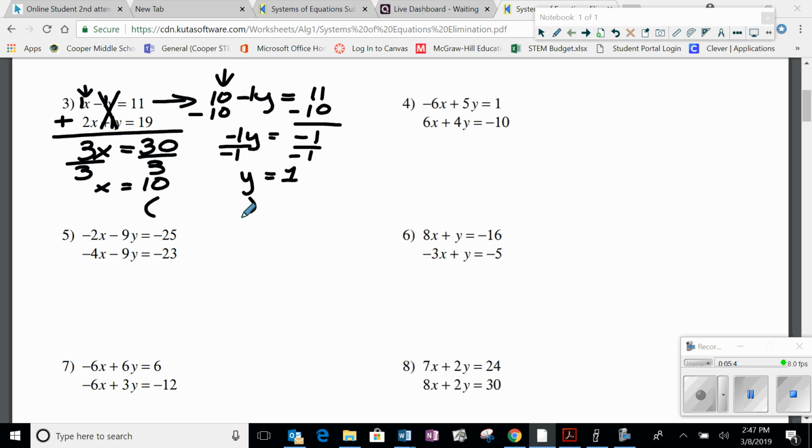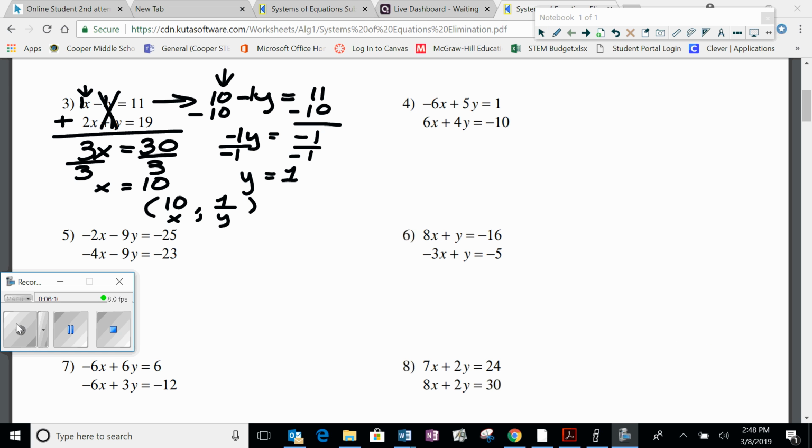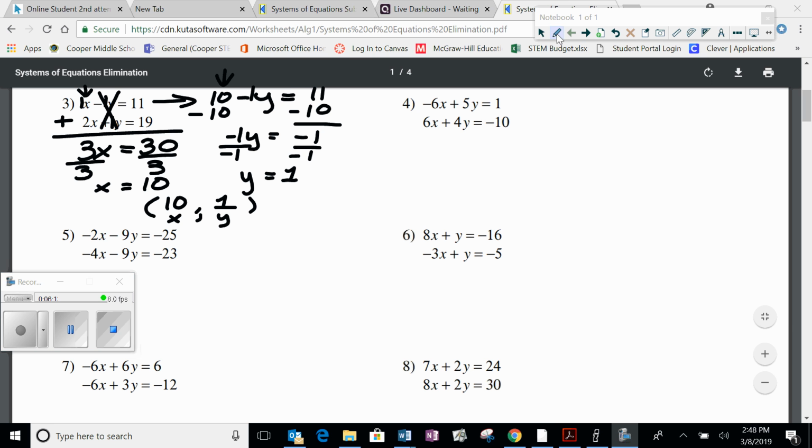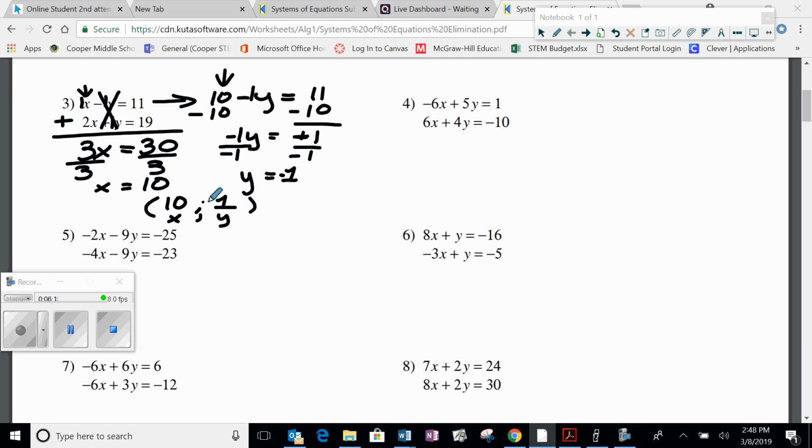I have to write it in a coordinate point, x, comma, y. So the x comes first, which was 10, and the y comes second, which is the 1. So the point where the two lines cross or intersect is 10, 1. Hey, this should be a positive 1 here. So our answer should be negative 1 there. Thank you for correcting me. 11 minus 10 is a positive 1. Oh, I was right. Then we divide by negative 1, and so we have negative 1.